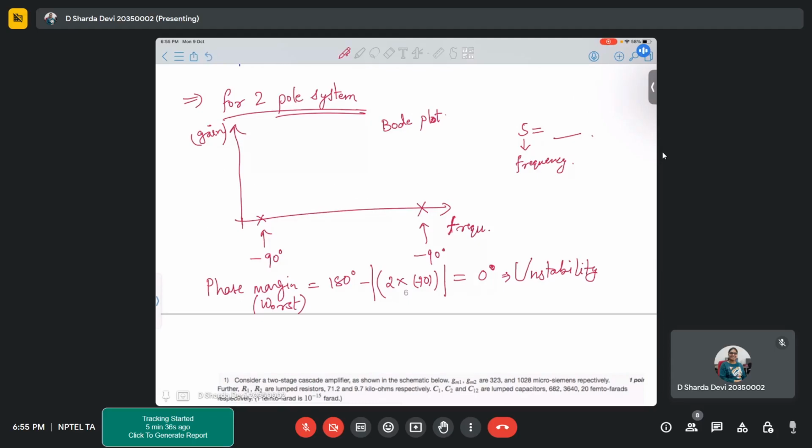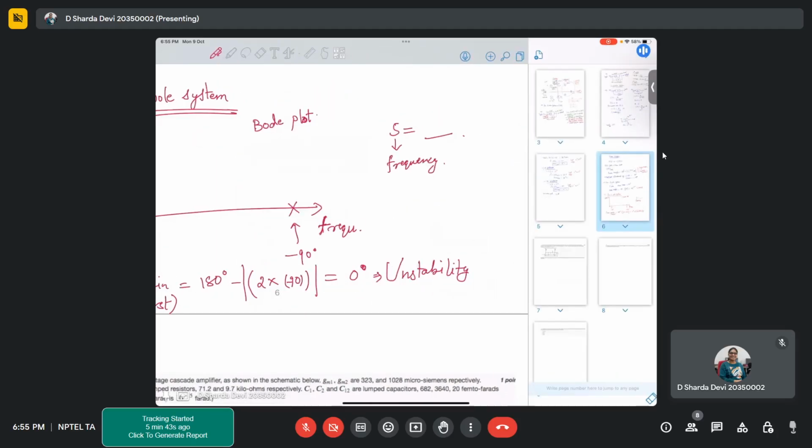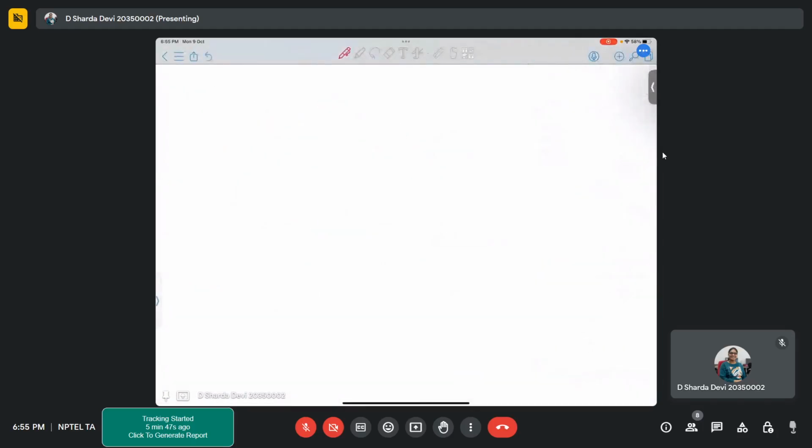So that's why people start analyzing two pole systems, and two pole systems are important. And also the majority of the times the systems that you observe are two pole systems. So that's why two pole systems are analyzed.